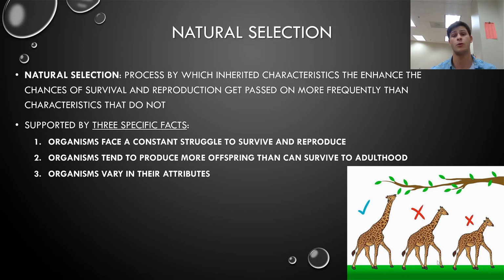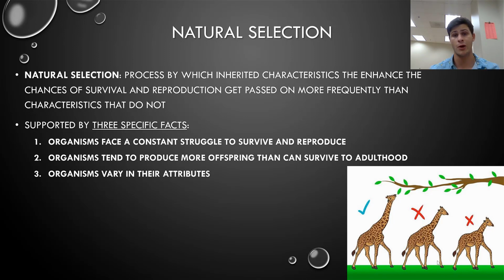You need to know this for your exam. I cannot stress that enough. And these three specific facts are that organisms face a constant struggle to survive and reproduce. That's number one. Number two is that organisms tend to produce more offspring than can survive to adulthood.